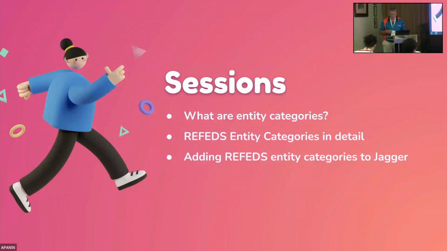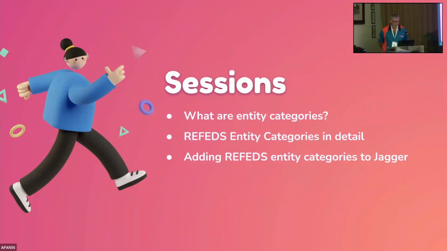So the REFEDS team and others have put together these entity categories to help alleviate some of these issues. So we're going to talk quickly about what entity categories are from a technical point, really. We'll go through each of the entity categories that REFEDS support, and if we have time at the end, I don't know if we will, we'll just have a quick look at how they're actually implemented as part of JAGA.